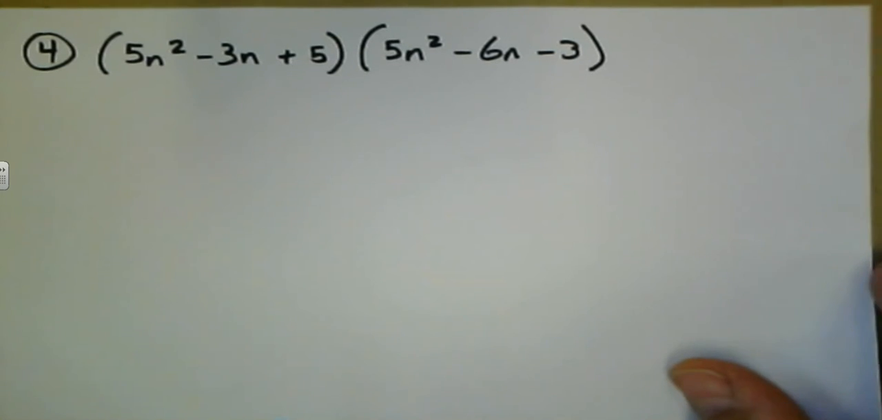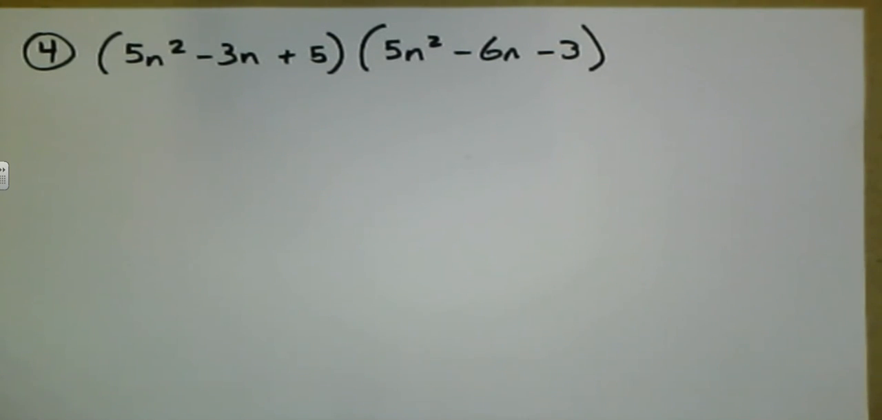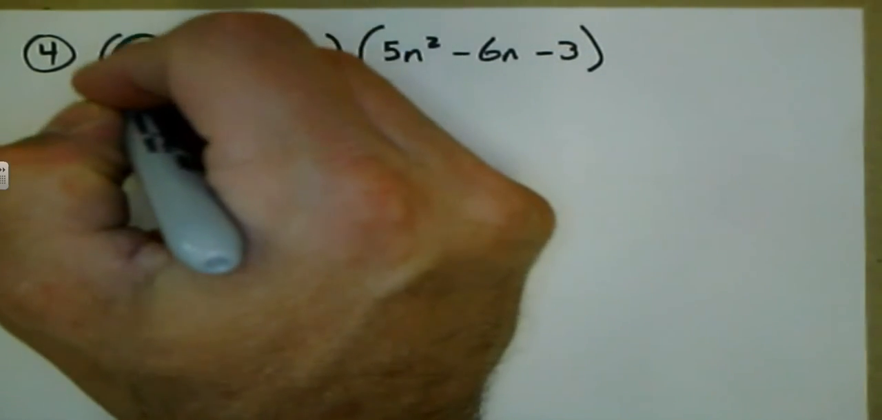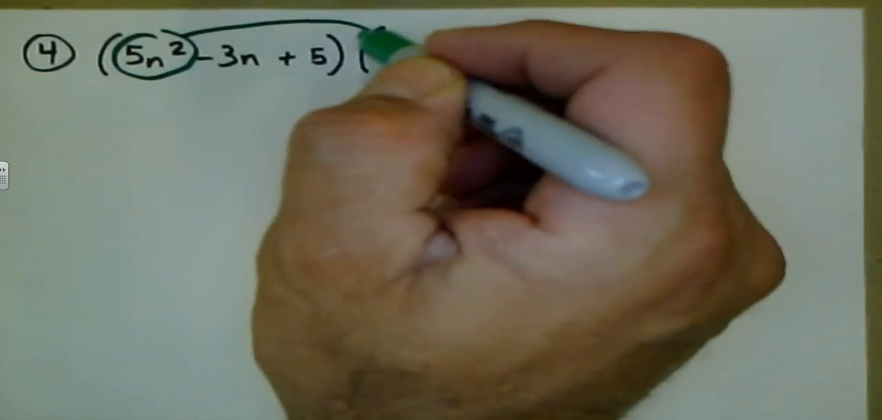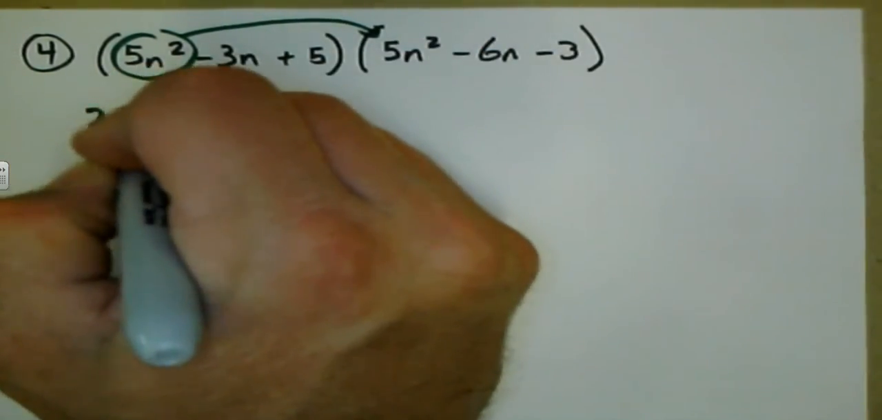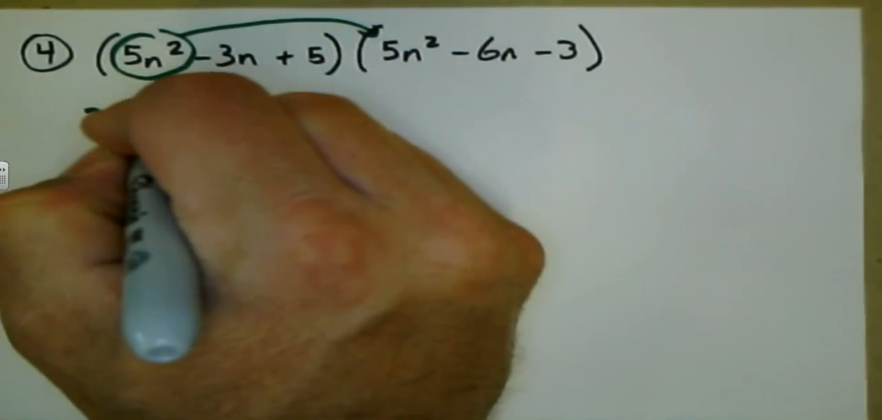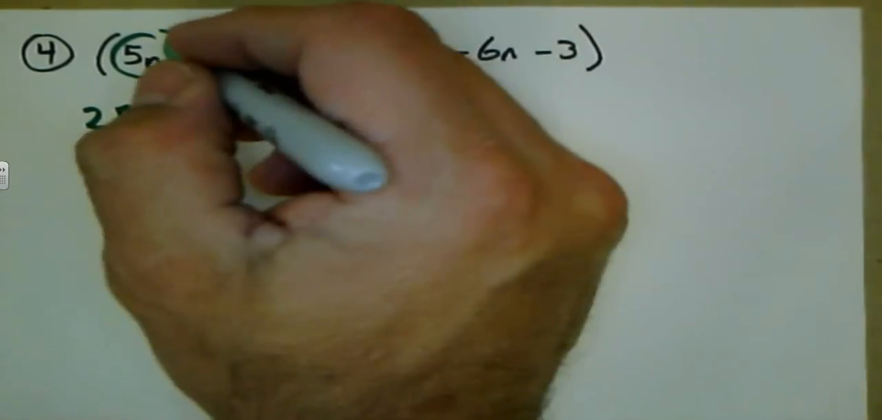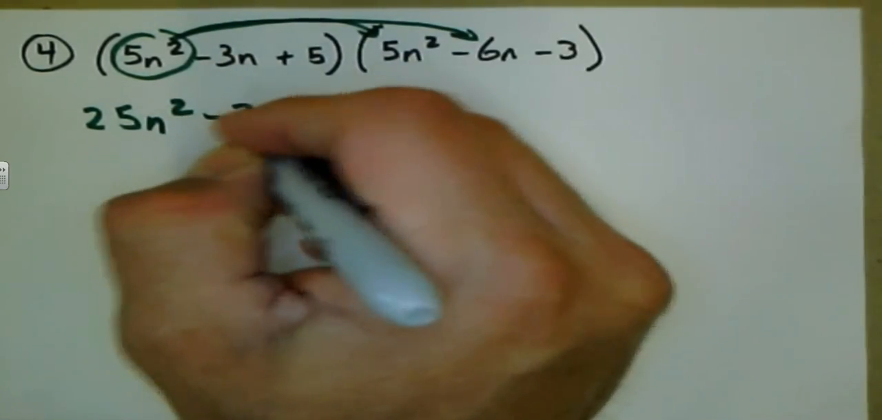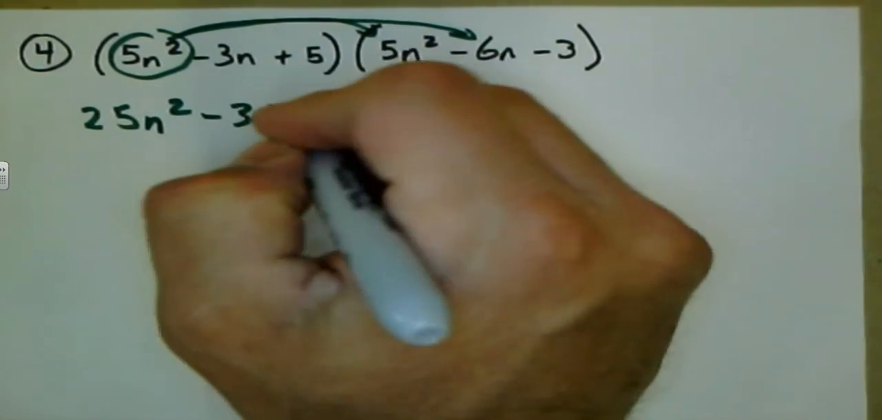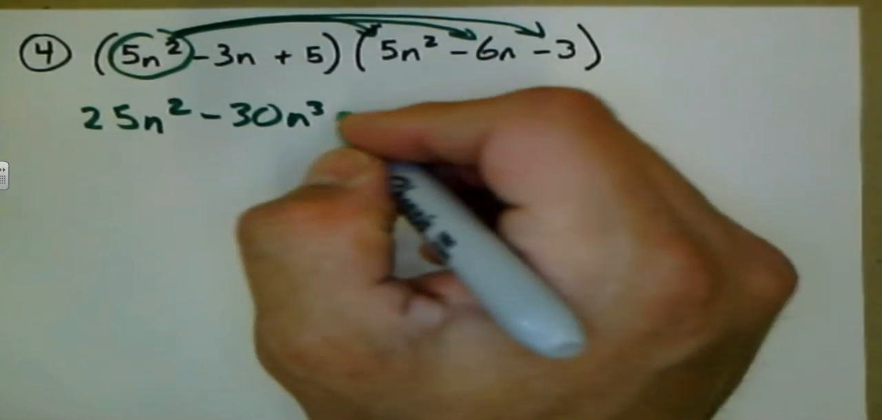Last one. Once again, you're just taking each one of them, one by one. Multiply that by each number. 5 times 5, 25. 2 and 2 is 4. 5 times negative 6, negative 30. 2 and 1 is 3. 5 times negative 3, negative 15. 2 plus 0 is 2.